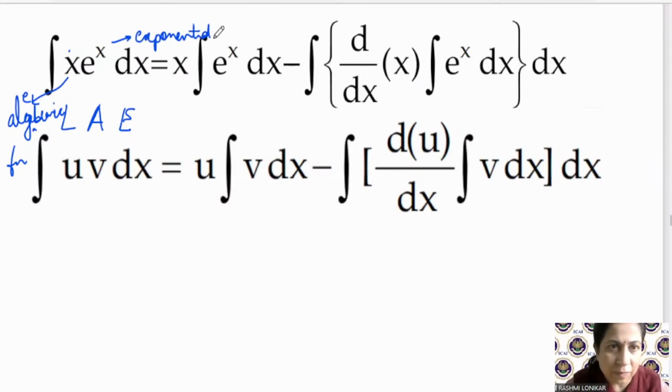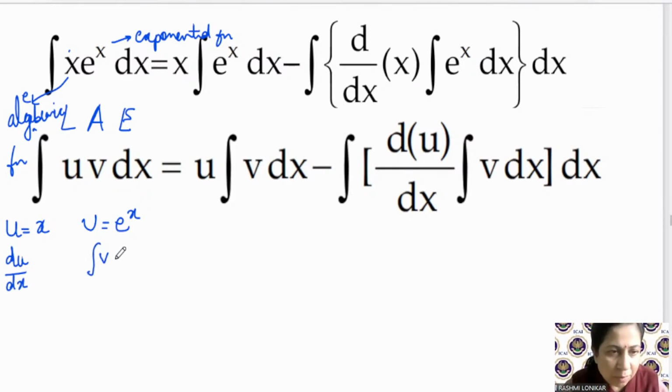Is it clear? So, my order is correct. Now, let me see. What is my u here? u is x. And what is my v here? v is e raised to x. Now, can you tell me how much is du by dx? Can you put it in the chat box?